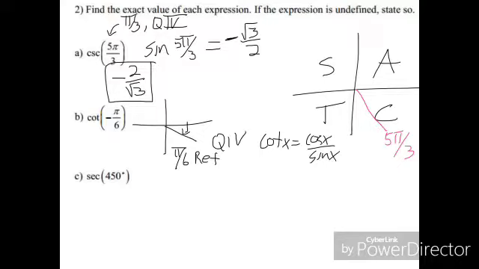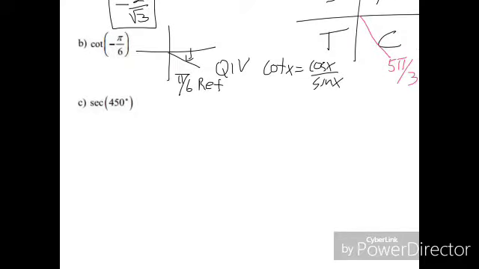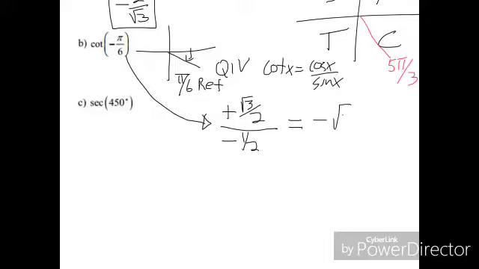So cotangent, looks like I'm going to need a little more space on this problem. Cotangent, cosine of pi sixths is square root 3 over 2. In the fourth quadrant, cosine is positive. Cotangent is cosine over sine. Sine of pi 6 is 1/2, but in quadrant 4, it's negative. We invert and multiply these, and we get negative square root of 3. That's cotangent.